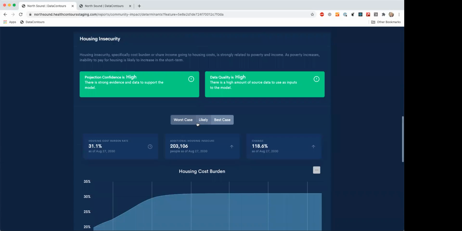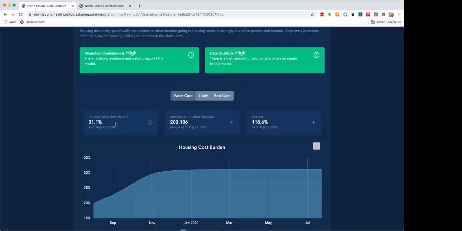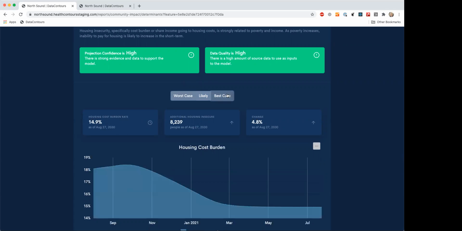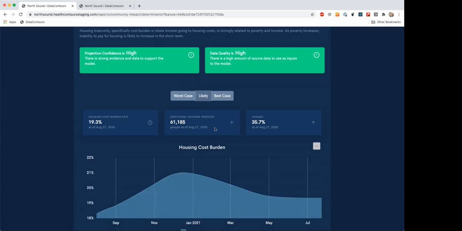We see the same picture within housing insecurity, so confidence is high on both the modeling and the data. We would see the housing cost burden, those folks paying more than 50% of their income towards housing, increase by about double over the next 12 months. So about 203,000 people are housing insecure in the worst case. In the best case we see a slight change, more of what we would expect year to year. In the likely scenario, we still see about a 30 to 35% increase, so 61,000 additional people this year being housing insecure.